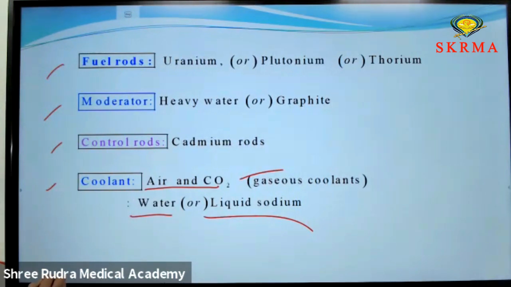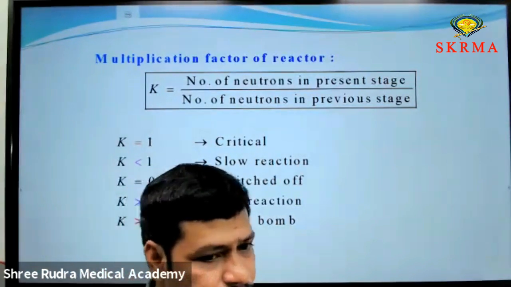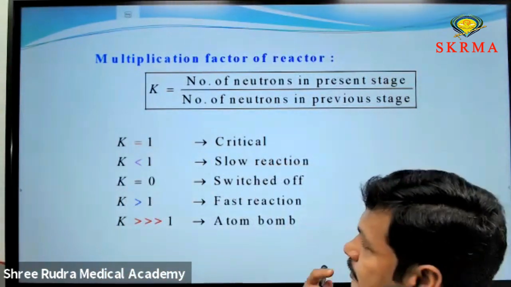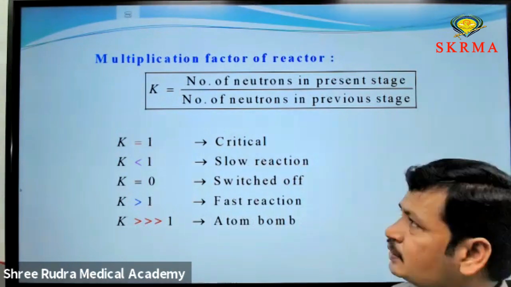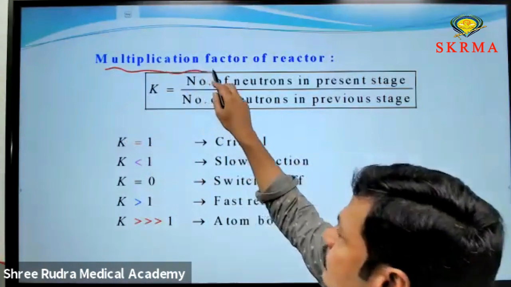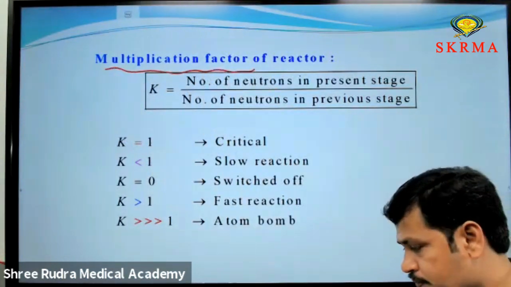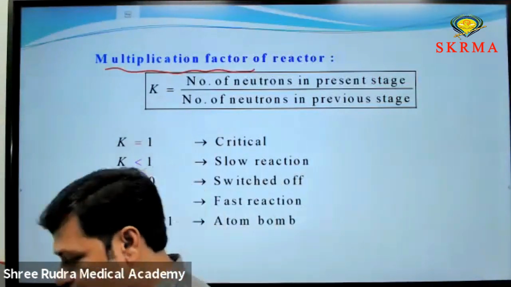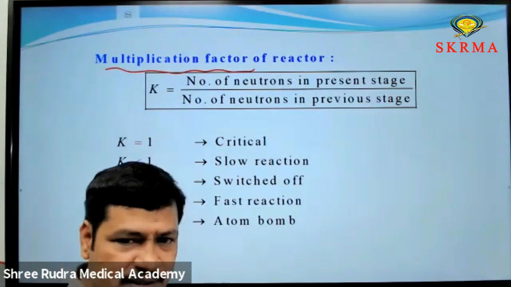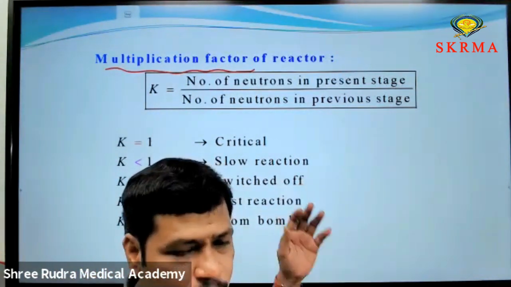And the next one is also regarding the nuclear reactor. We can represent the stage of a nuclear reactor by using the multiplication factor. What multiplies here? Neutron number. We are speaking about neutron number. If the neutron number is more, the reaction is very fast. If the neutron number is less, the reaction slows down. That is the basic concept for the multiplication factor.